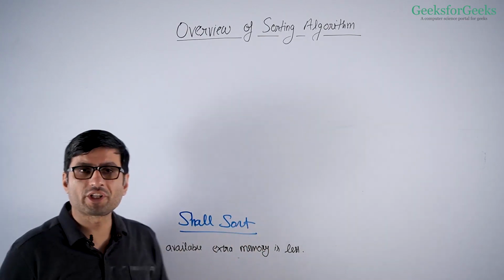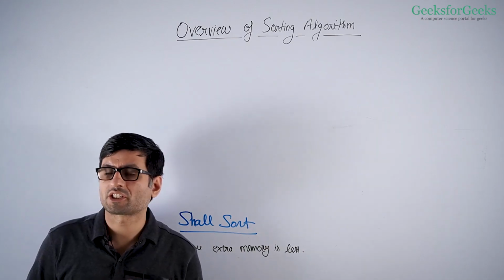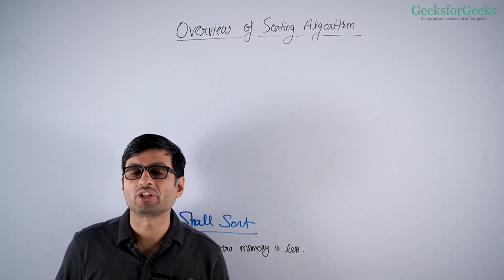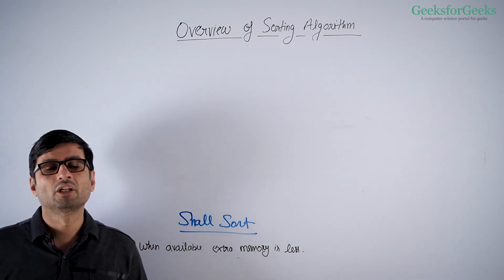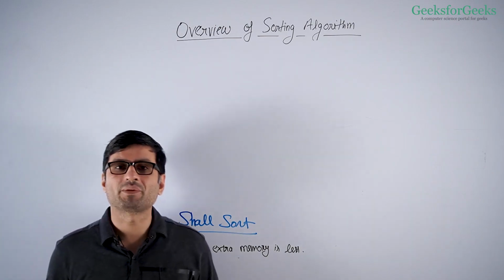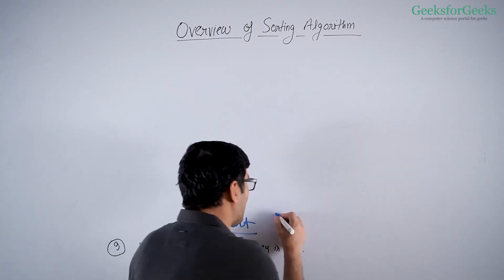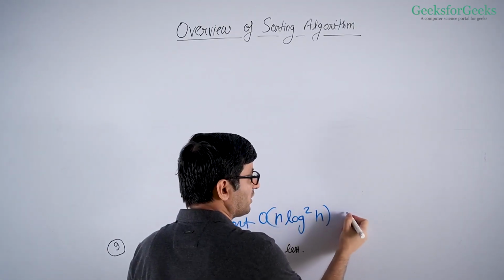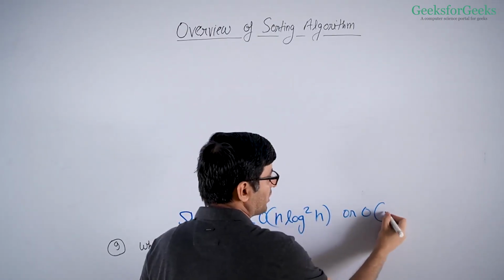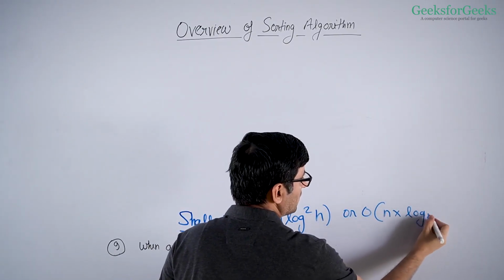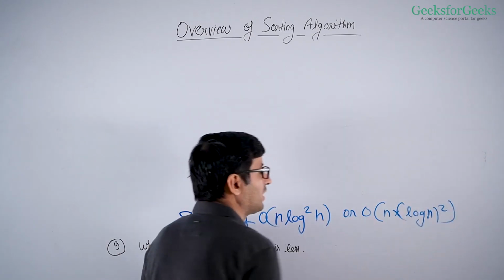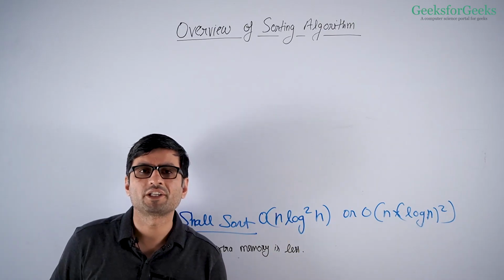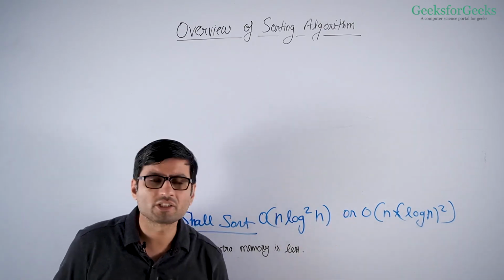Shell sort is a sorting algorithm which does not use extra memory. You can say there are other algorithms as well, insertion sort and selection sort, that also do not use extra memory. But shell sort is better in terms of time compared to them. It takes n log square n time, or you can say big O of n into log n square. So this much is the time taken by shell sort. This is the optimal implementation. The simple implementation is n square in worst case, but it can be optimized to work in this time.